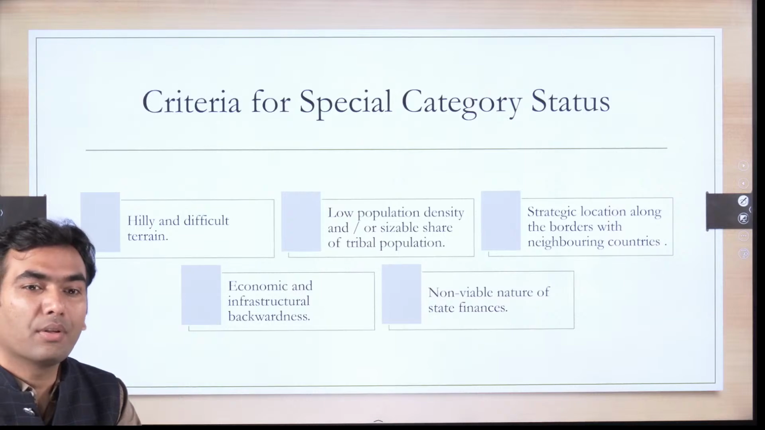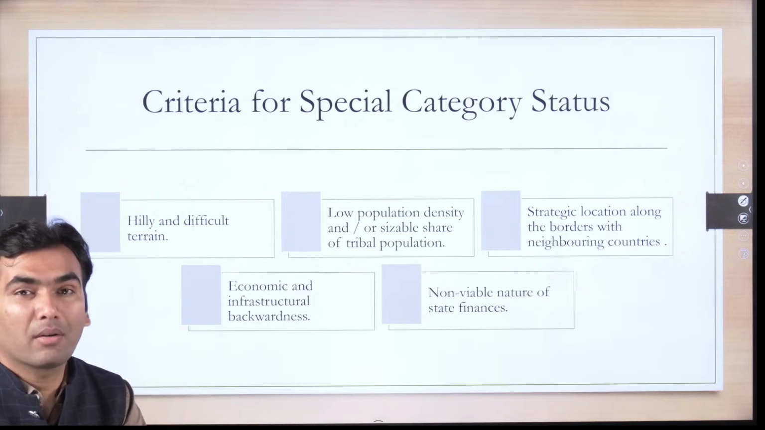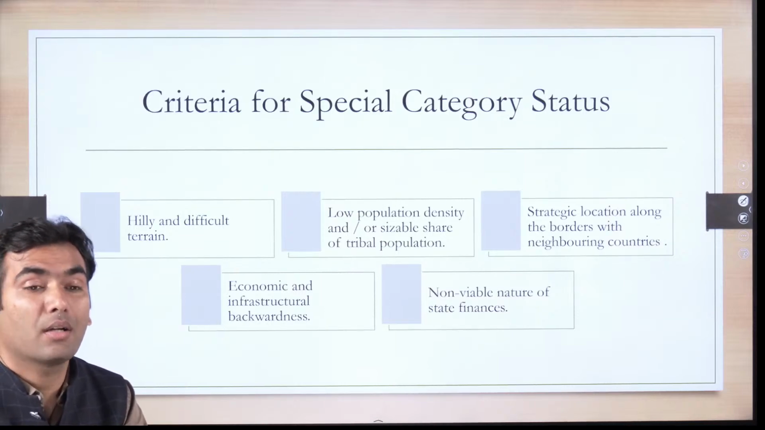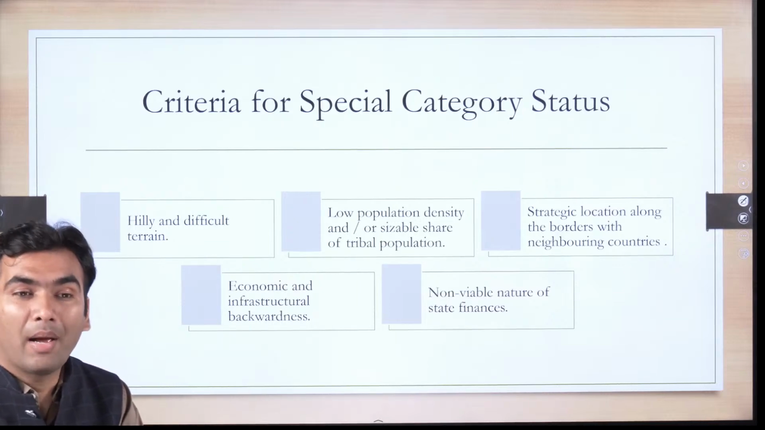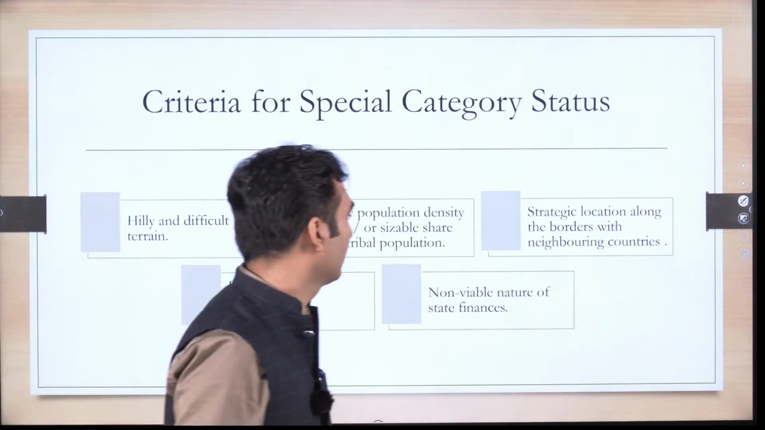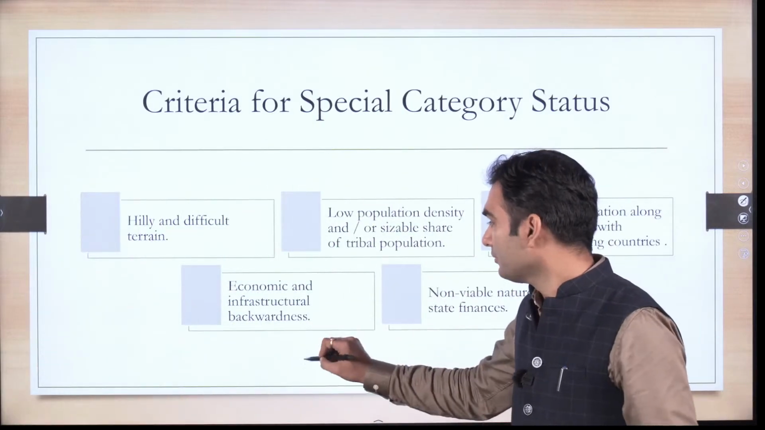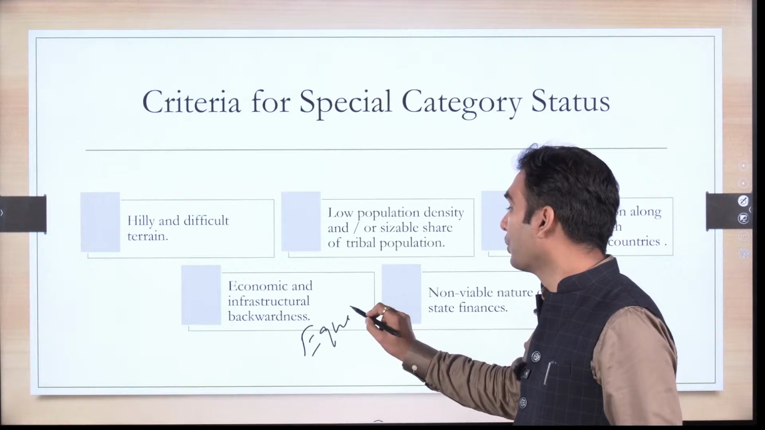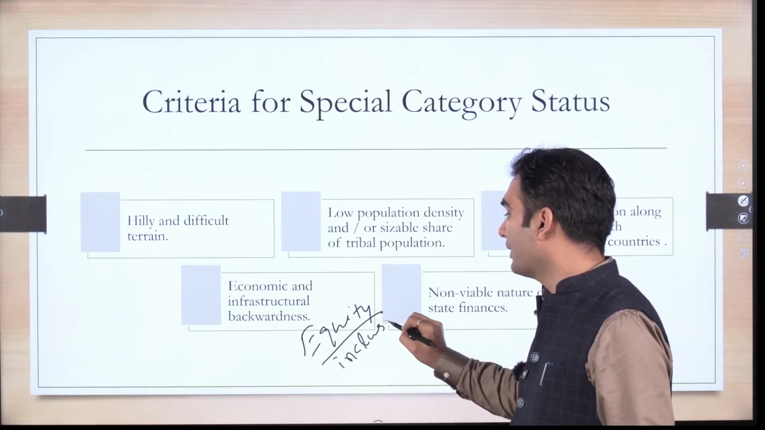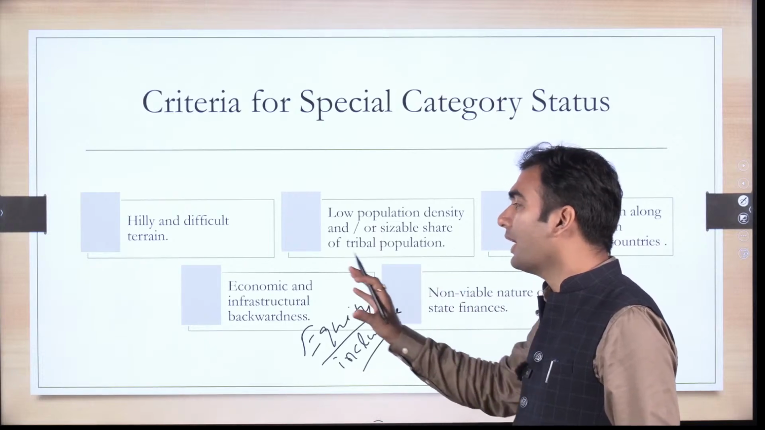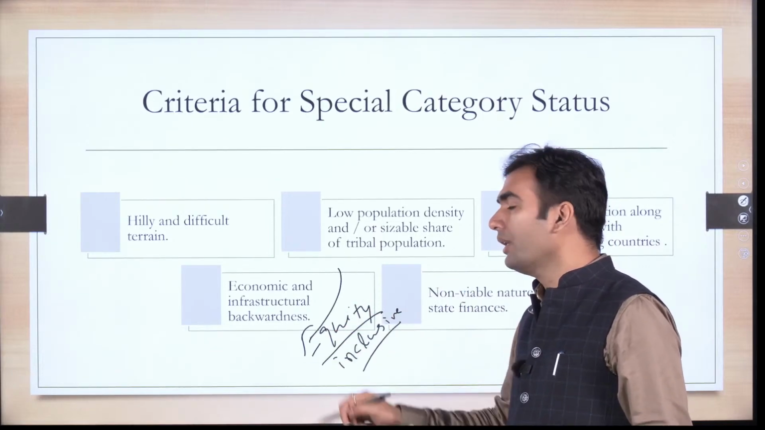And next is economic and infrastructure backwardness. If a state does not have economic and infrastructure development, then for this equity criterion, to maintain inclusive development, we should invest in or help that state. So this is also a criterion.